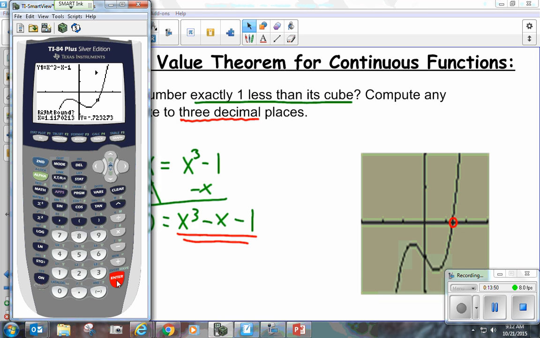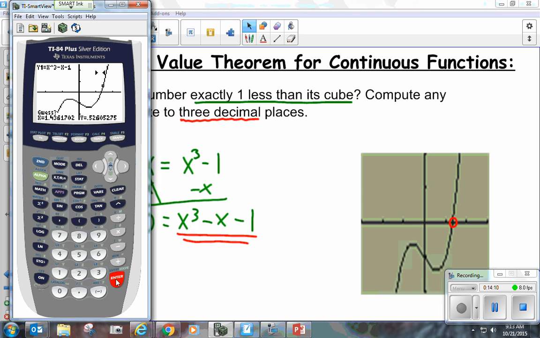Now it changes, it says, what's the right bound? So I've got to go just right of where it crosses. It doesn't have to be anywhere exact. It could be here, could be here, it doesn't matter. And then I hit enter again, and it says, do you want me to guess? So yes, you do, so you hit enter one more time. But notice that the arrows are pointing to each other. It looks like a bow tie. You need to make a bow tie.